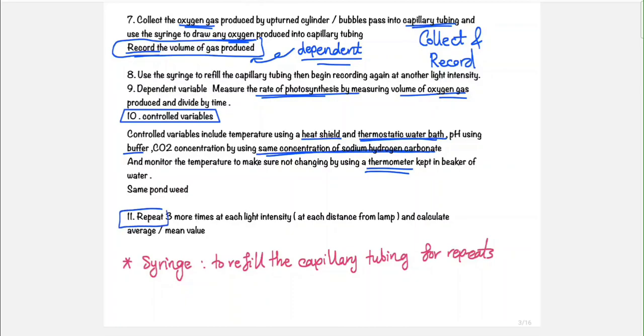Then repeat is also one of our main points. Repeat 3 more times at each light intensity and calculate the average mean value. Repeat 3 times at each of them and calculate the mean value.